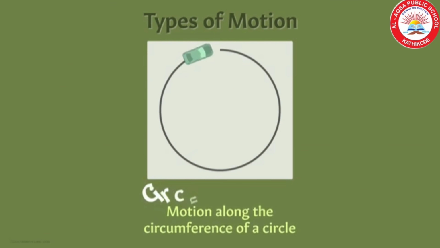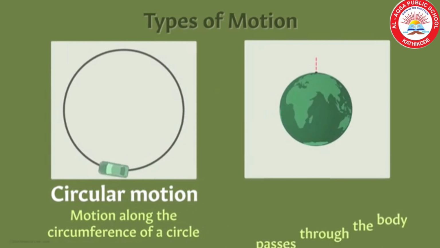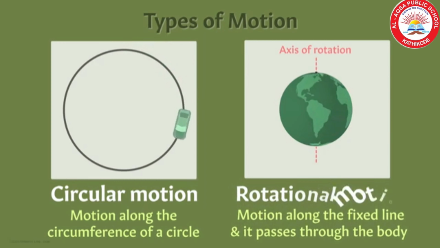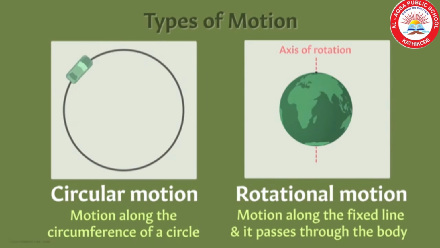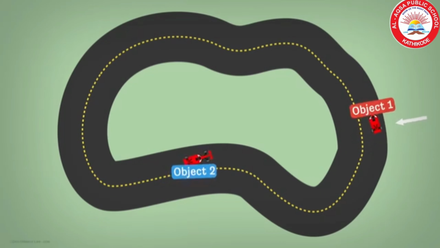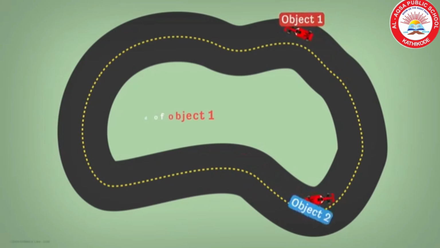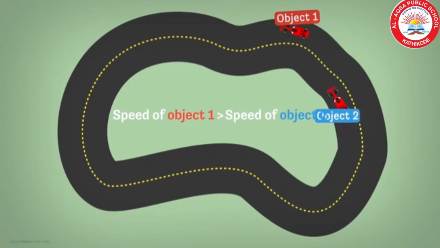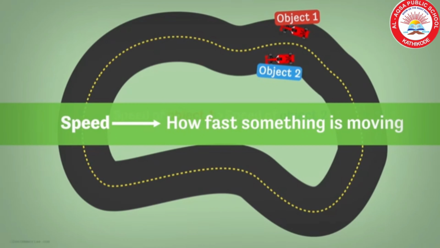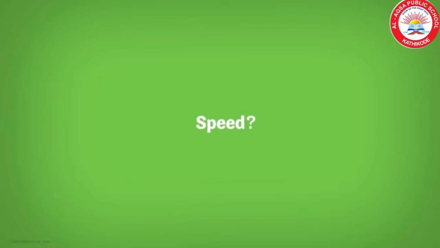So we studied two types of motion today. Circular motion is motion along the circumference of a circle. Motion along a fixed line that passes through the body, known as the axis of rotation, is known as rotational motion. Next, we have to check how we will calculate the speed of an object. Here we can see that object 1 has more speed and object 2 is very slow. How can we guess which one is speedy and which one is slow?